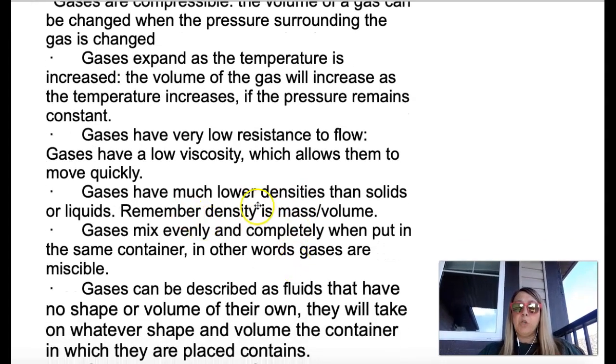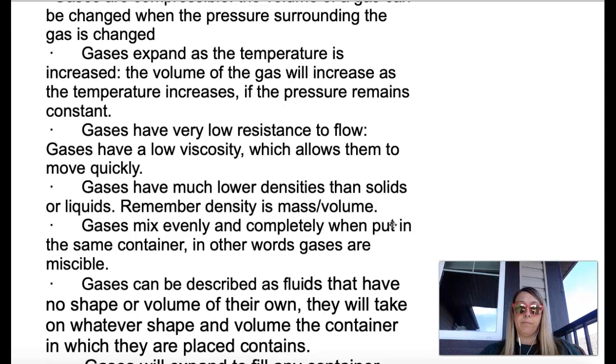Okay, gases have much lower densities than solids or liquids, right? So density is mass per volume. We find solids tend to be the most dense, liquids next, and gases are the least dense.